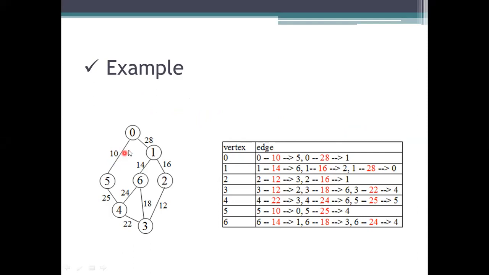So the edges, the count is 1, 2, 3, 4, 5, 6, 7, 8, 9. 9 edges are there, and we need to consider repetitions also. These red values, the weights here, are also using the repetitions. First, I need to take the 0 as the first one.